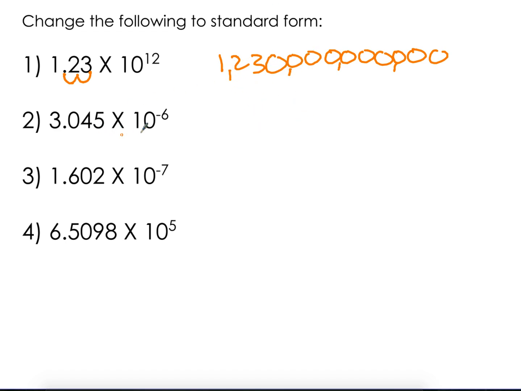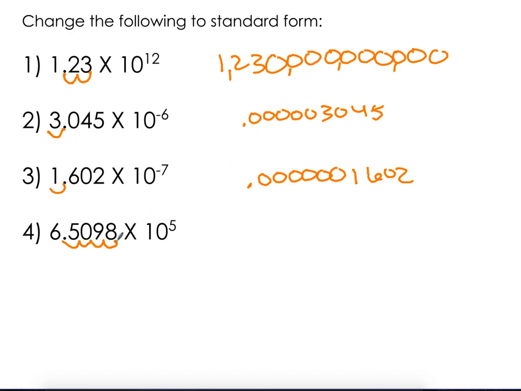There's the bell. All right. 10 to the negative 6. Move it over to the left 6. That's 1. And then I have 5 zeros. 3, 0, 4, 5. Negative exponent, move it to the left. Move it over 1. And then I have another 6 zeros because I have 6 remaining to move. So I'm moving it over 7 times all the way to the left. 2, 3, 4, 5, 6. 1, 6, 0, 2. And you just add on whatever you have to the left. 1, 2, 3, 4, 5. We'd add more. 1 more 0. 6, 5, 0, 9, 8, 0.